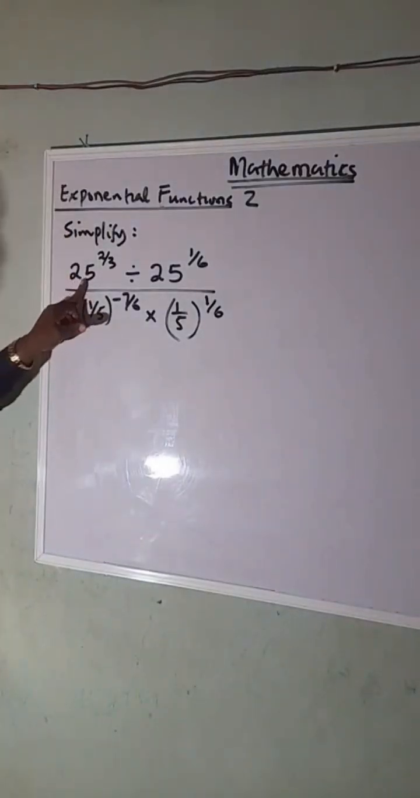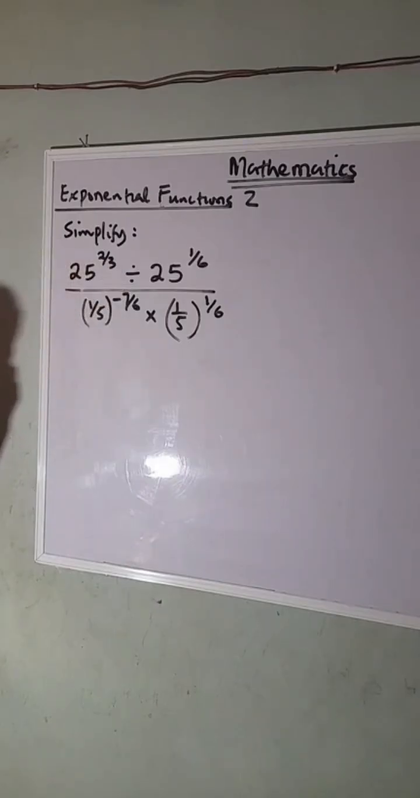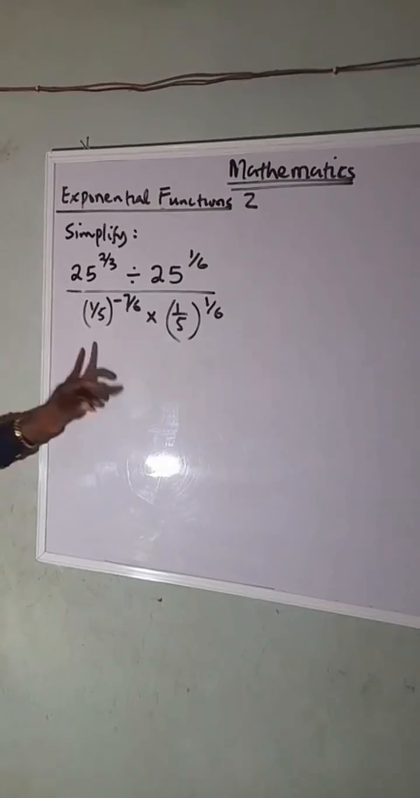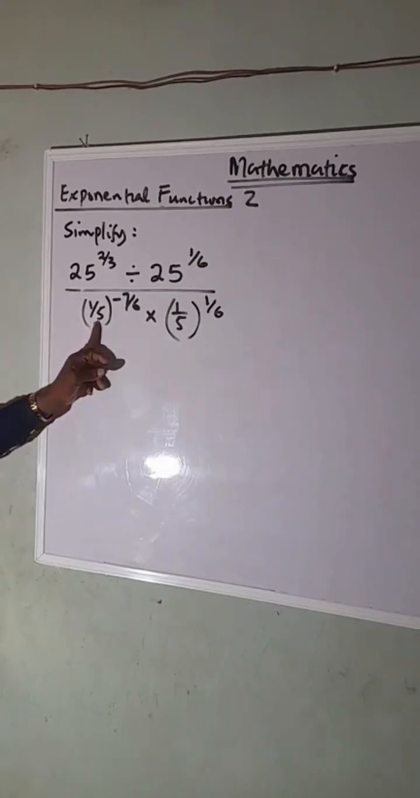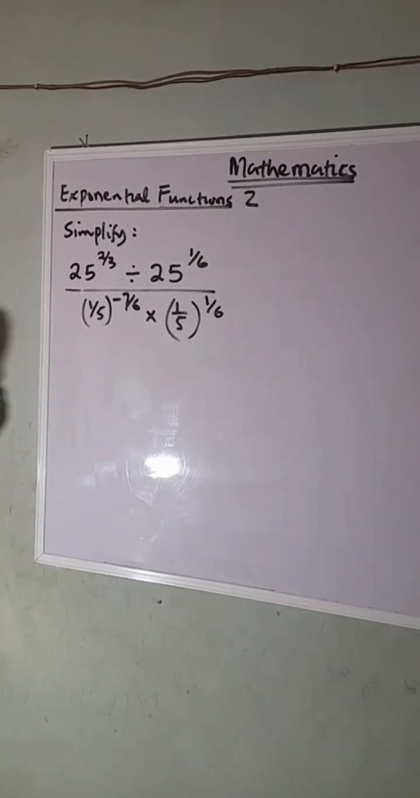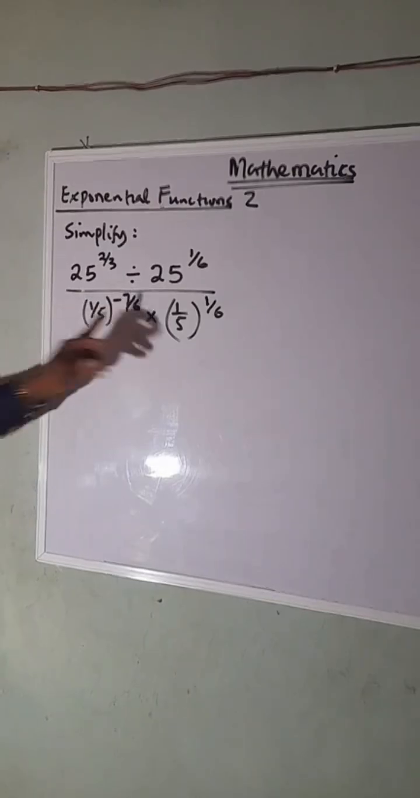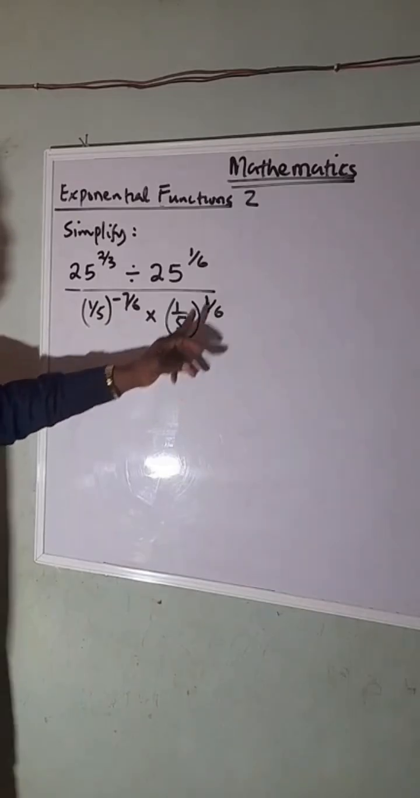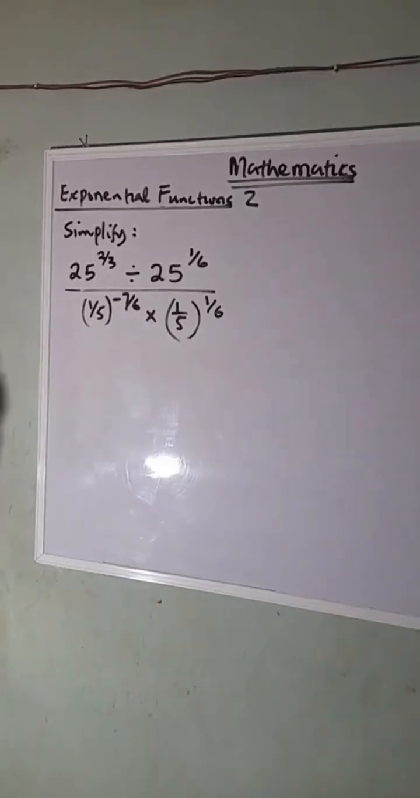25 is the base. The power is a fraction, 2 over 3. Divided by 25, which is also a base, raised to the power of the fraction 1 over 6. In the denominator, the base is 1 over 5, and the power is minus 7 over 6, multiplied by another base, which is also 1 over 5, raised to the power of 1 over 6.